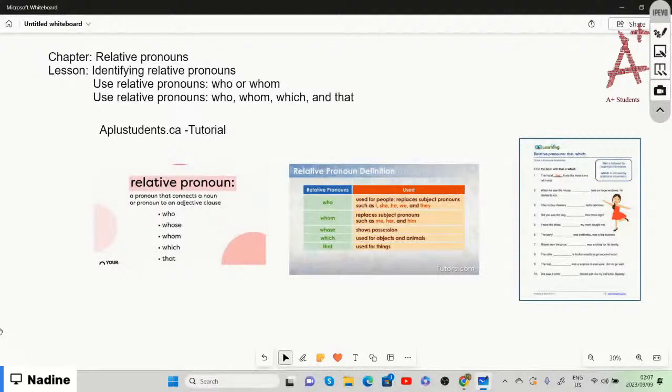And then whose, when we use the word whose, then whose shows possession. Whose bowl is this, right? Whose plate, whose bowl, whose earrings are these? When we use which, which is used for objects and animals.